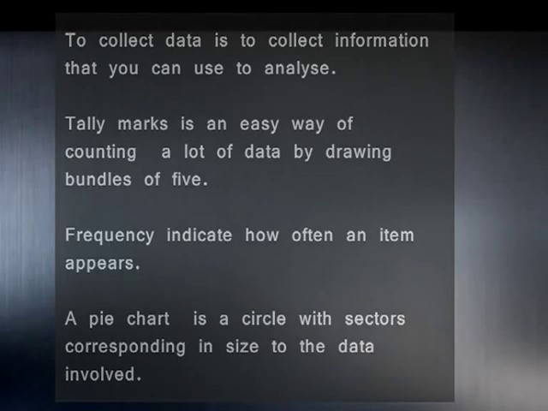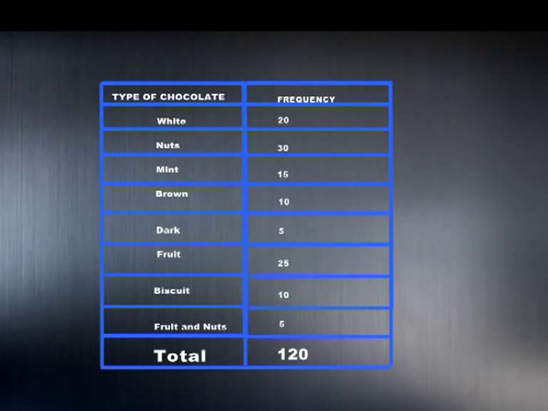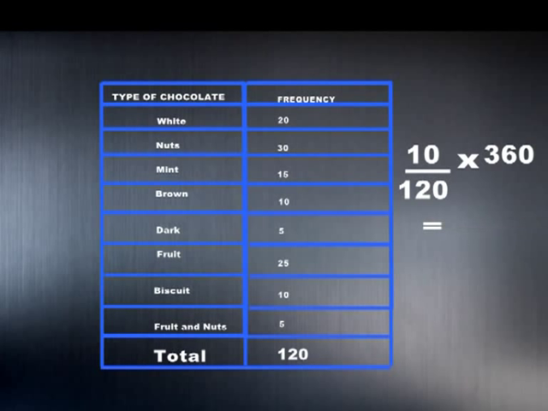Let's recap how to calculate the different sectors of the pie chart. We take the frequency from the results table and divide that amount by the total number of results and multiply with 360. For example, for brown chocolate, the frequency is 10, and its sector is 10 divided by 120 multiplied by 360, which gives you 30 degrees. You can check your answer by multiplying each of the values from the frequency table by 3 to get the angle of the sector too.